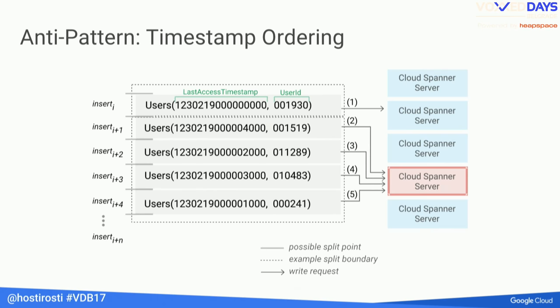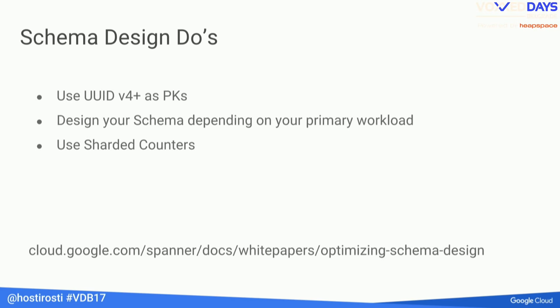So there are multiple ways to overcome this and address this. One way is you use UUIDs, version 4, as a primary key. Or what you also can do is you prefix with a sharding ID. So depending on how much load you're going to have on this table, you basically define a range of sharding IDs and prefix it with a sharding ID.